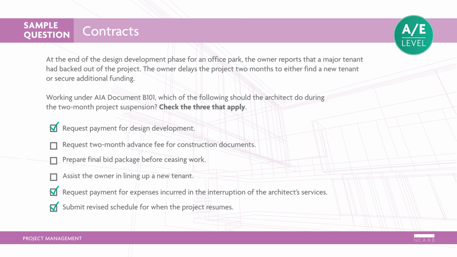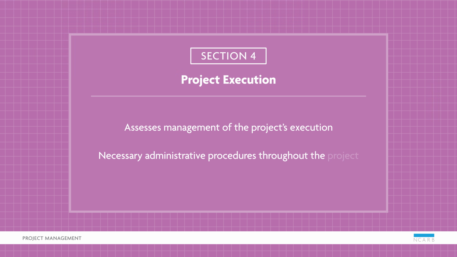This is an AE level item because it requires you to analyze a situation and use your understanding of the contract to determine the delay results in both the suspension of work and consequences for both parties. This section assesses management of the project's execution. It is not about the design-related decisions, but rather the necessary administrative procedures throughout the project.